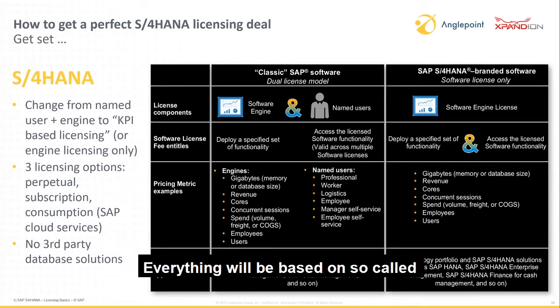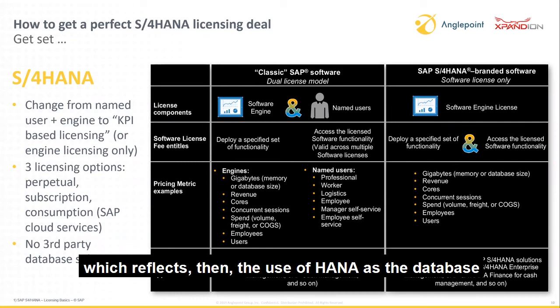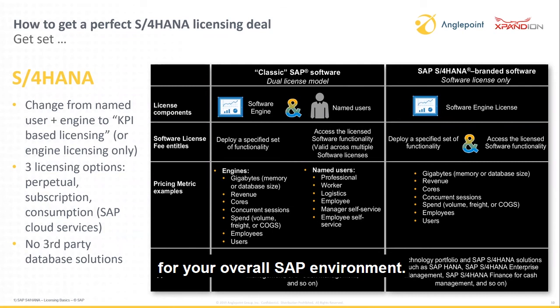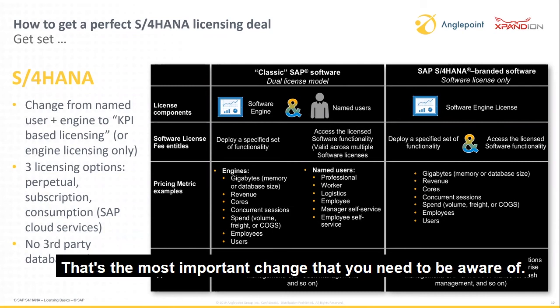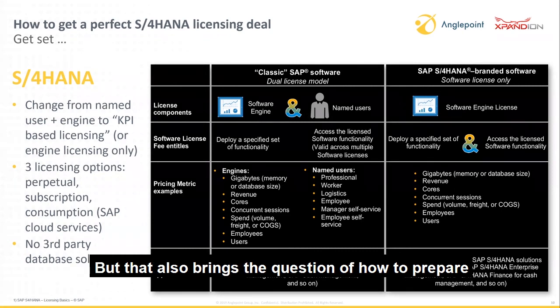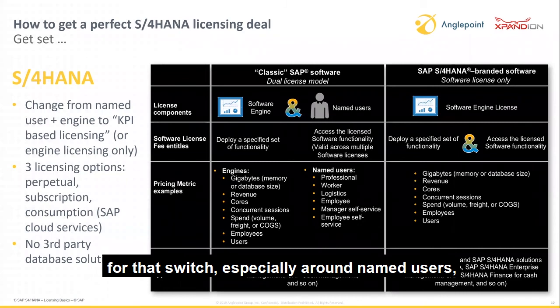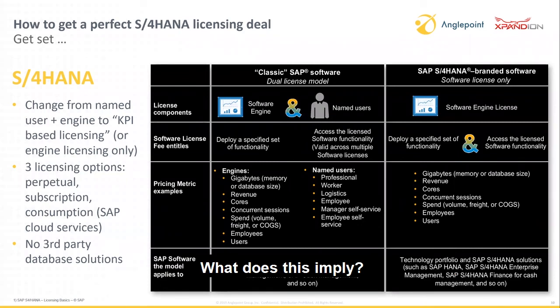Everything will be based on so-called HSAV, HANA Software Application Value, which reflects then the use of HANA as the database backend for your overall SAP environment. That's the most important change that you need to be aware of. But that also brings the question of how to prepare for that switch, especially around named users. What does this imply?